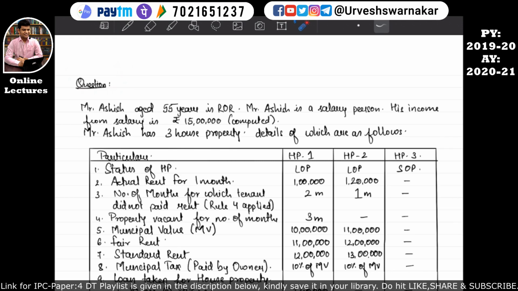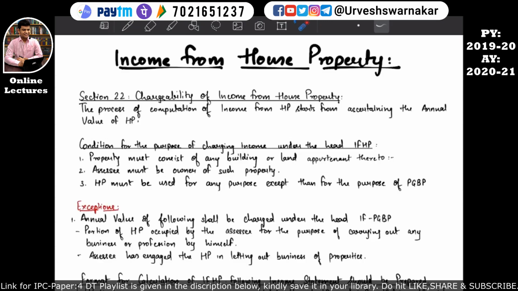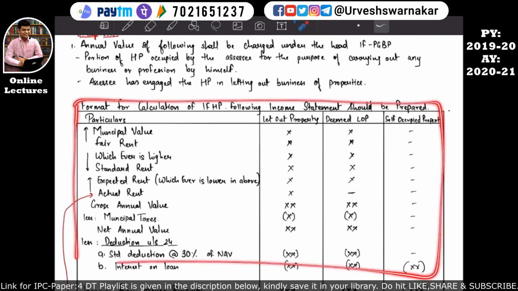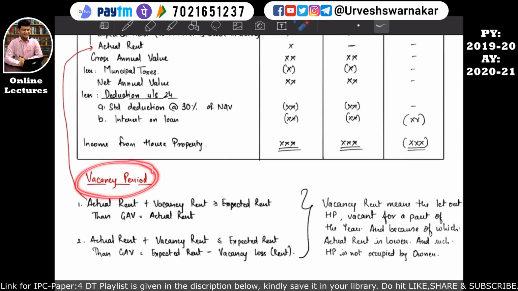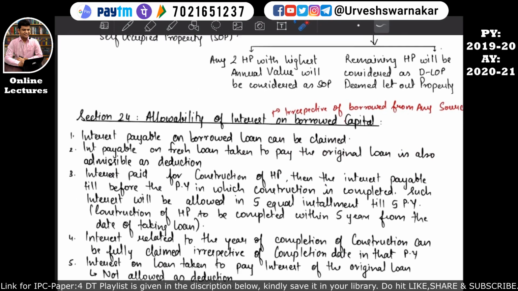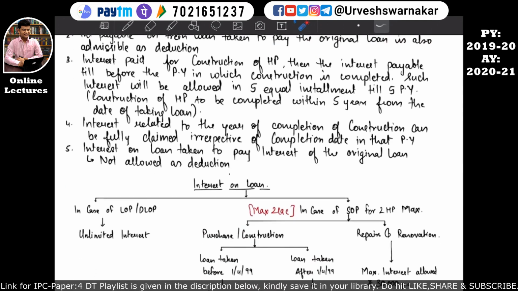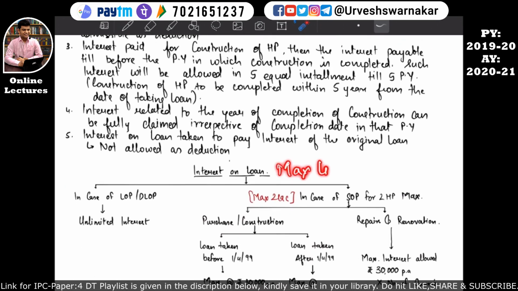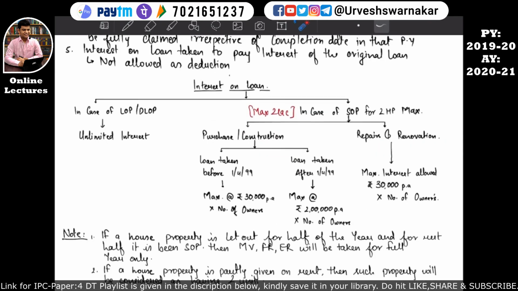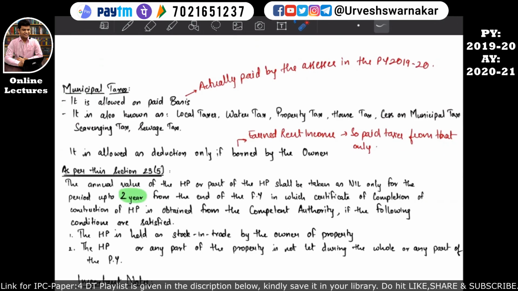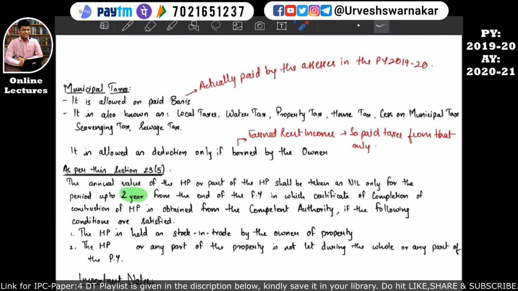This question will cover a few concepts together. Let me tell you which concepts will get covered in this particular question. Come into our notes. Section 22 will be covered. This entire table format will get covered. Then the vacancy period concept will get covered, as well as section 24's point number 3 and point number 4. Then the maximum limit of interest that can be allowed as deduction under section 24 subsection B will also get covered, and this note number 1 will also get covered. And the municipal taxes concept will also get covered in that particular sum.